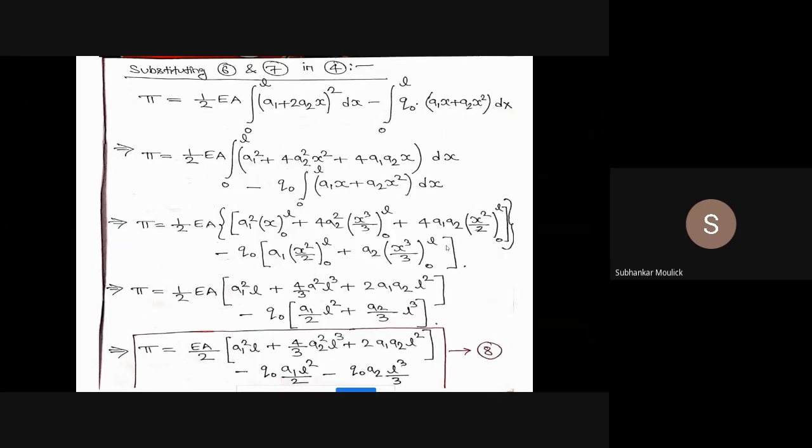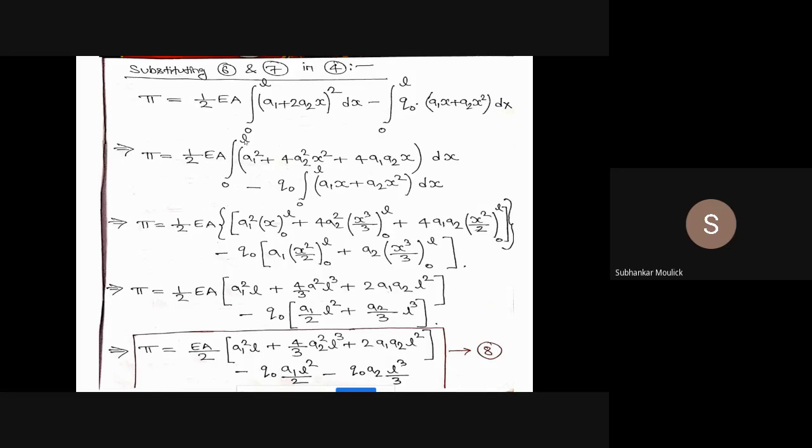Now we have to simplify this potential function. So let us simplify it. Pi is equal to half times E into A, integral of 0 to L. This is of the form A plus B whole square.